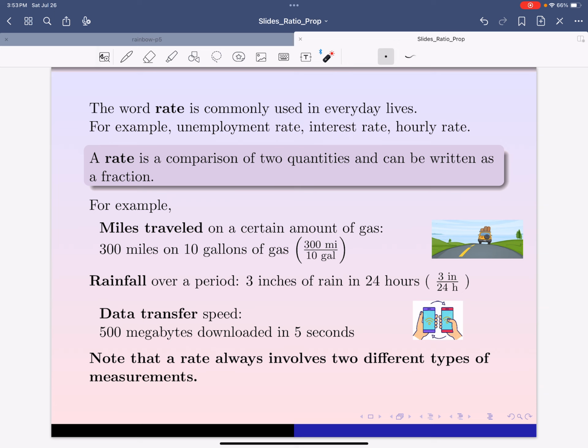For example, how many miles we travel on a certain amount of gas. We travel 300 miles on 10 gallons of gas. We can write a rate as a fraction, 300 miles over 10 gallons. Or 3 inches of rainfall in 24 hours. So we would write as a rate 3 inches over 24 hours. Or 500 megabytes of data was downloaded in 5 seconds. So that's a rate. Note that a rate always involves two different types of measurements.